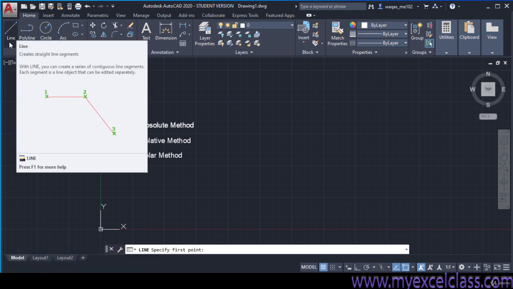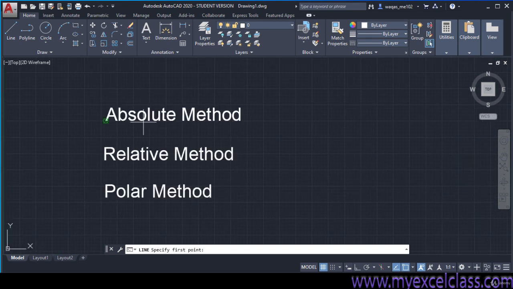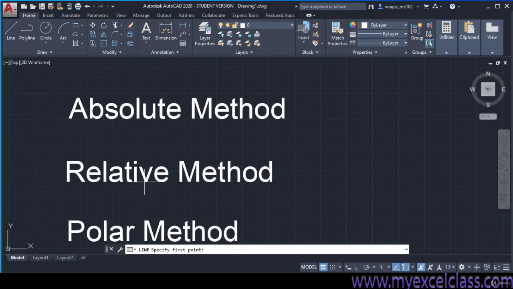So to draw this line, we have three different methods. First one is the absolute method, and second one is the relative method, and third one is the polar method. These three different methods are used to draw the line. So I will be discussing them one by one. So let's start with the absolute method.